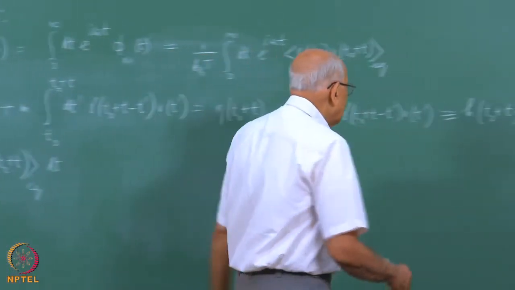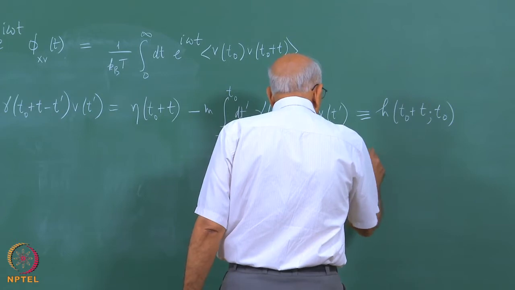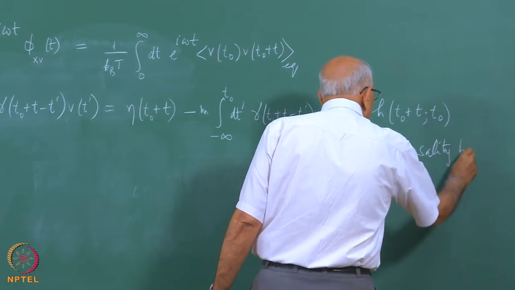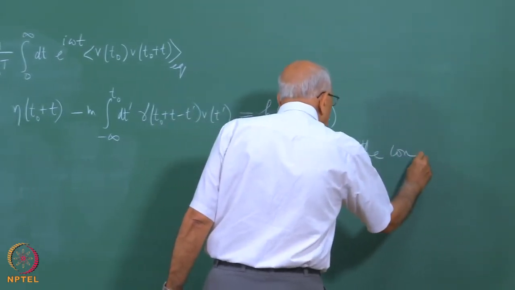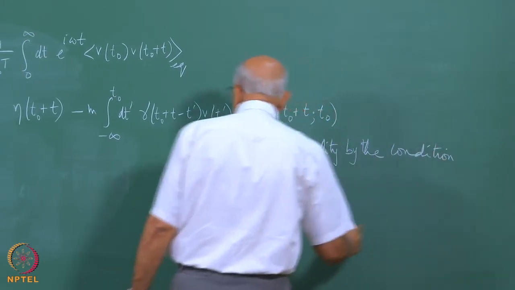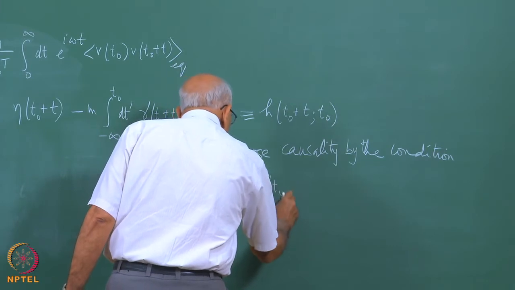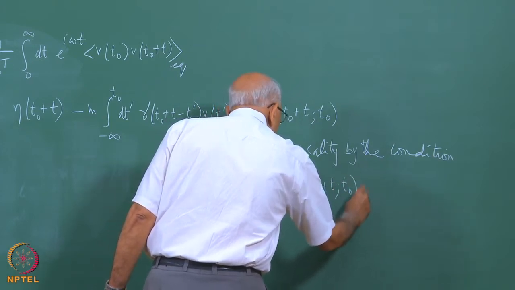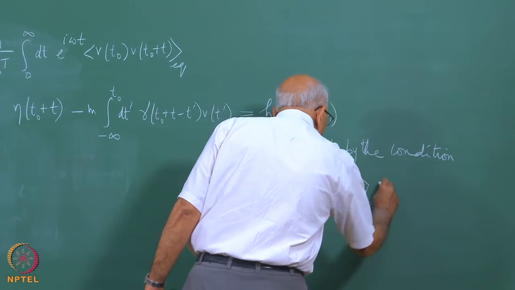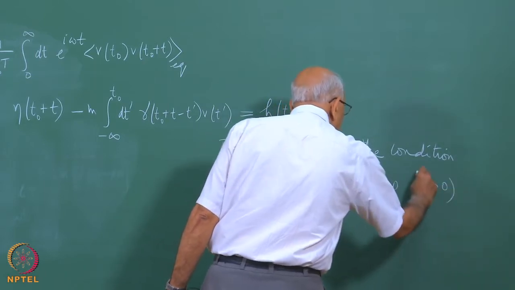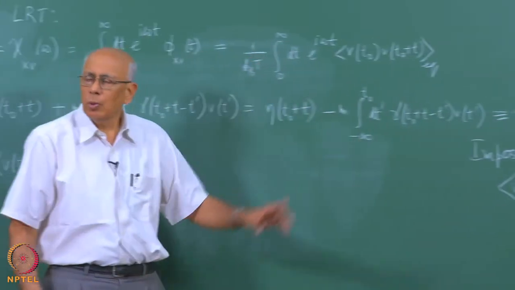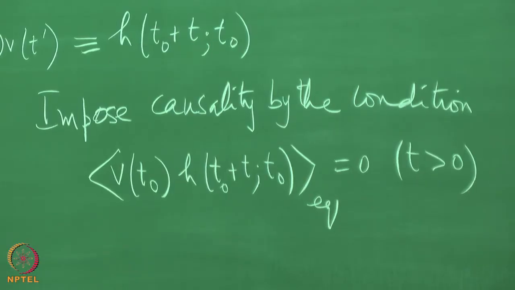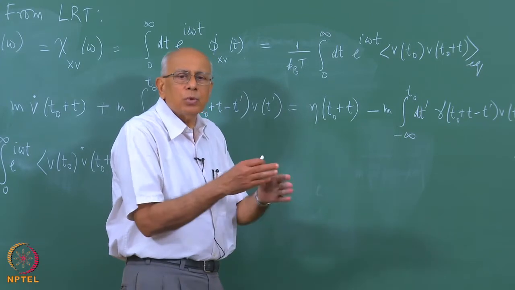So let's impose that. Impose causality by the condition: V of T0, H of T0 plus T, average in equilibrium, equal to 0 for all t greater than 0. Impose it. I'm going to impose it from outside. Naively, you would have said V of T0 with eta of T0 plus T should be zero. That's causality.